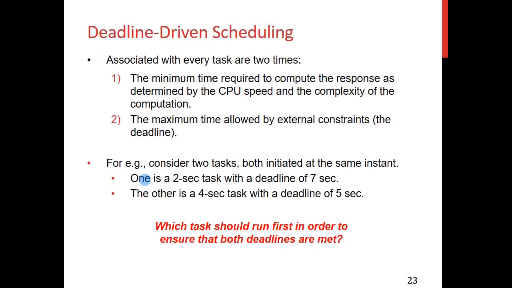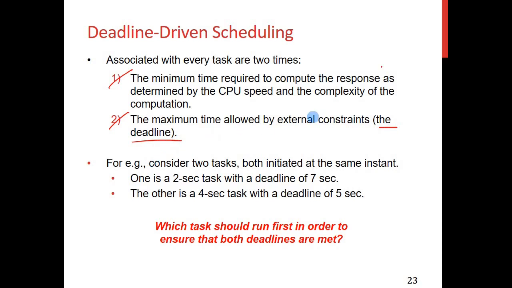So how do we assign priority? Let's look at this approach here, which is deadline driven scheduling. Every task that you have actually has two timing parameters associated with it. One is what we call the minimum time required to compute the response. So depending on what the task is doing, how much time does it need to actually compute and give you a response, and the maximum time that is allowed by external constraints, which is the deadline.